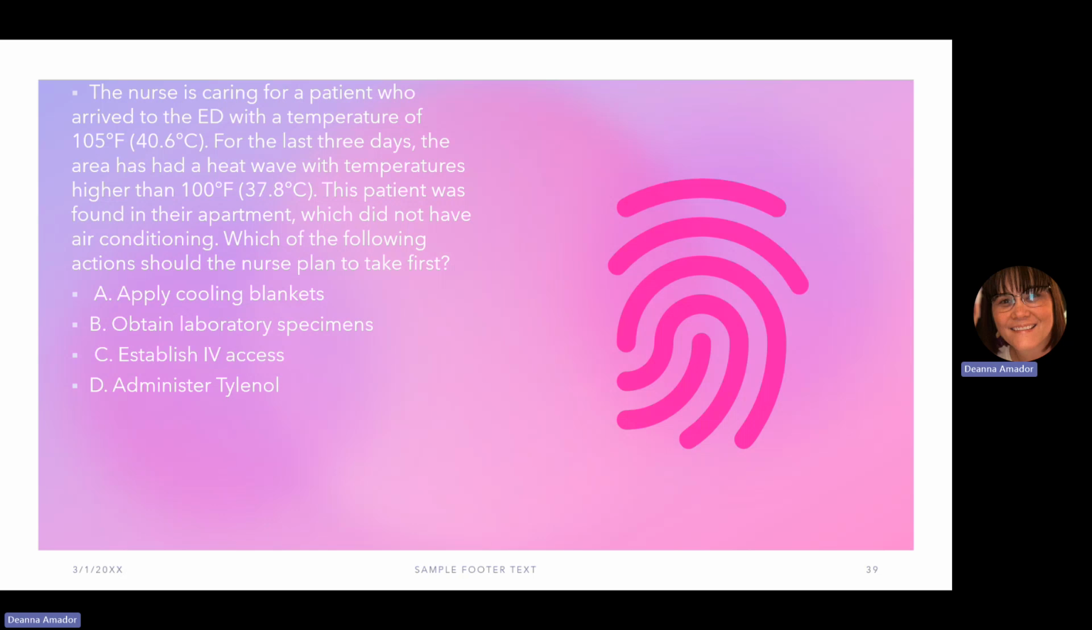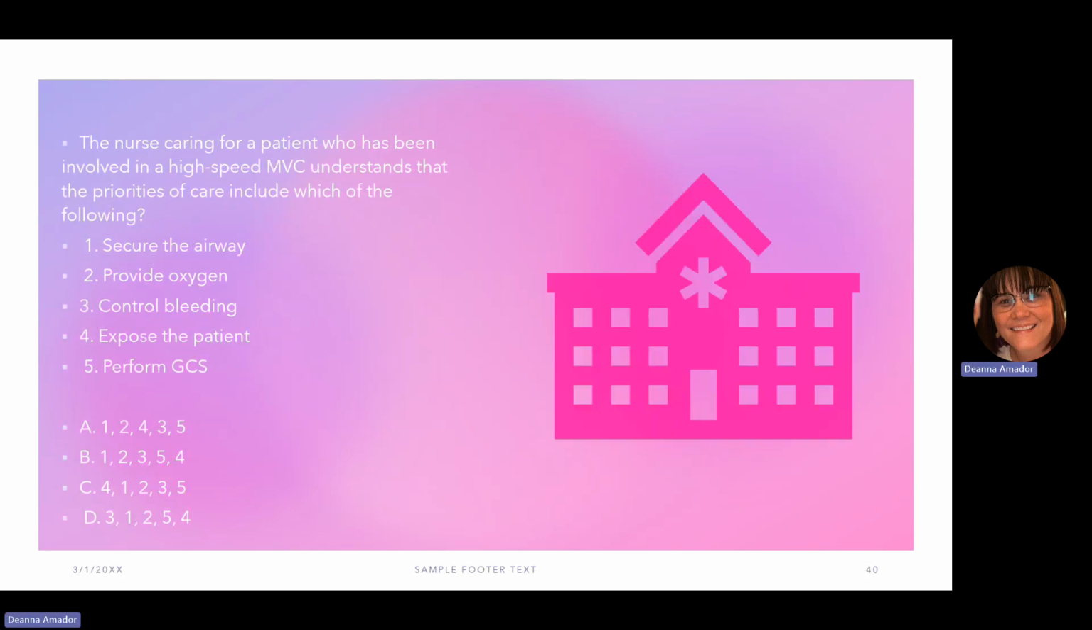And the answer is A, apply cooling blankets. So the rationale, there should be an emphasis on cooling the patient. The longer the patient remains hyperthermic, the worse the prognosis because of the damage to the patient's organs. And then you can read the rest of it there in your speaker notes. And then the next one, this one is too hard to kind of verbally do. So I'll let you guys do this one on your own.